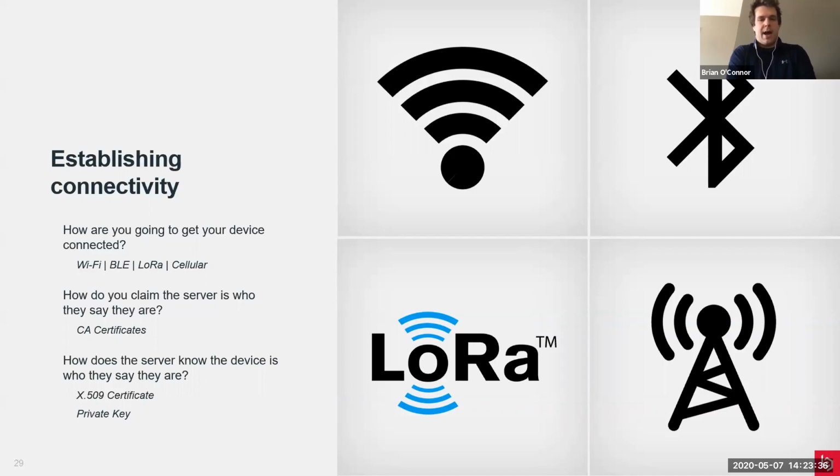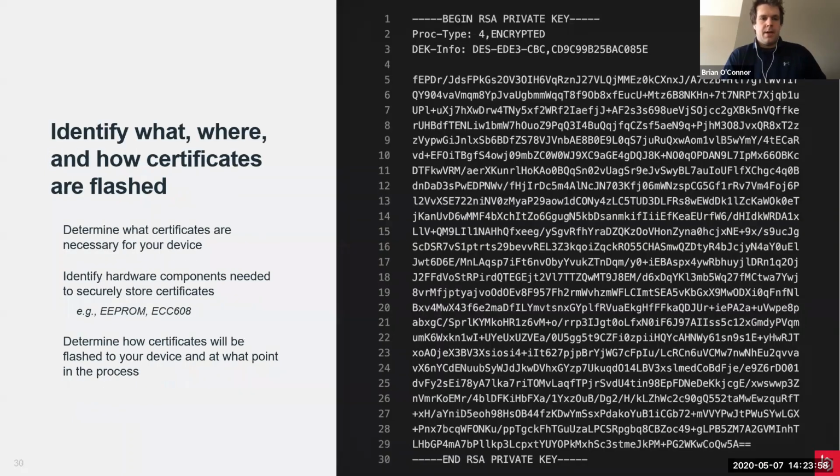to your network? So some options for both of those are CA certificates flashed to the device, ensuring that the server is indeed who they say they are. And then likewise, on the flip side, you also have CA certificates, and you want to make sure that devices have X509 certificates installed, as well as private keys. So once you identify your connectivity and what that looks like, we need to identify what, where, and how those certificates are flashed onto the device.